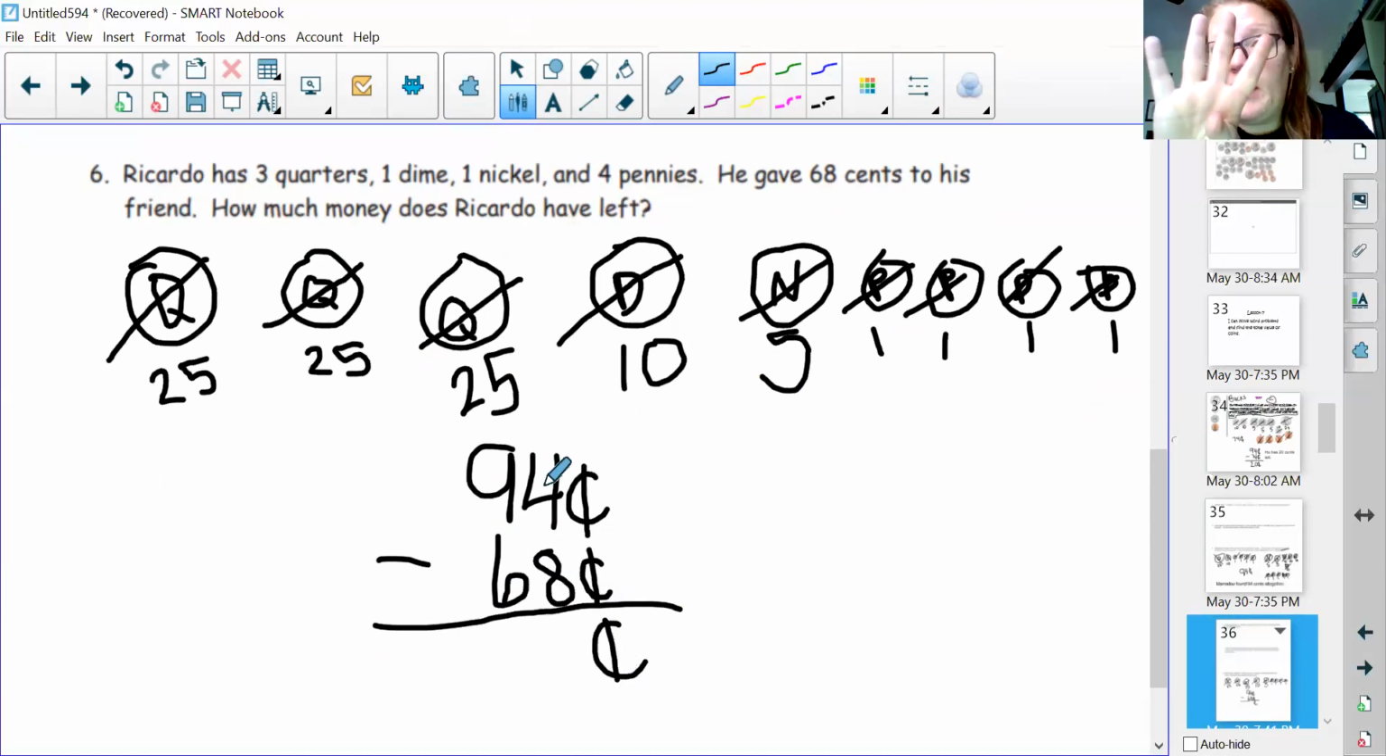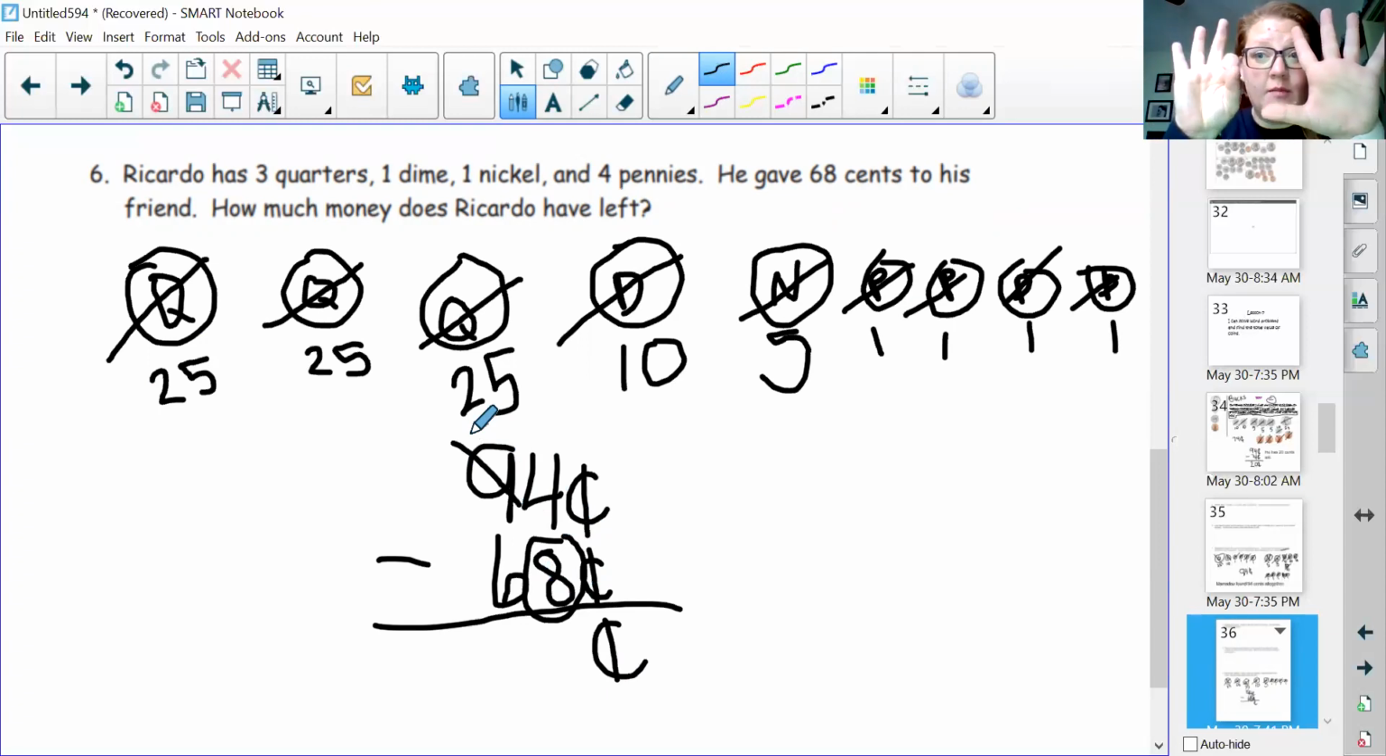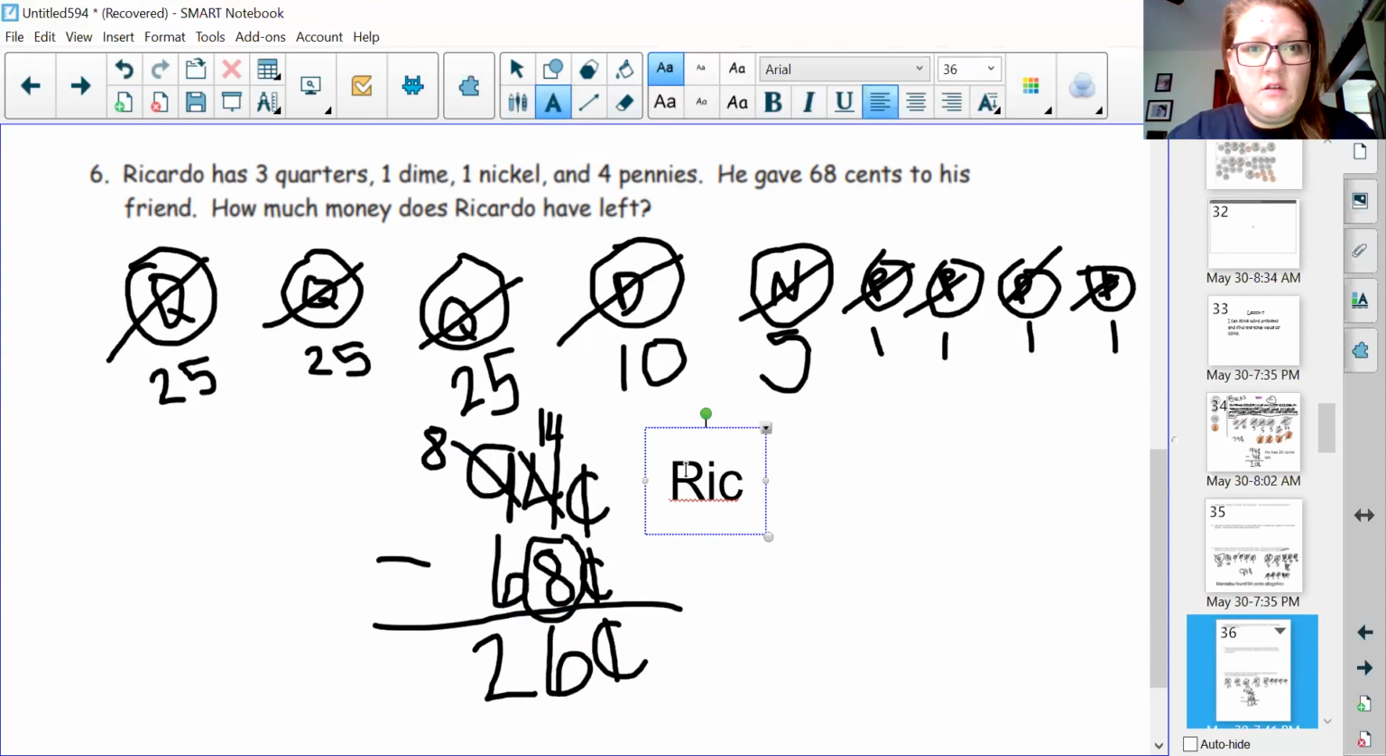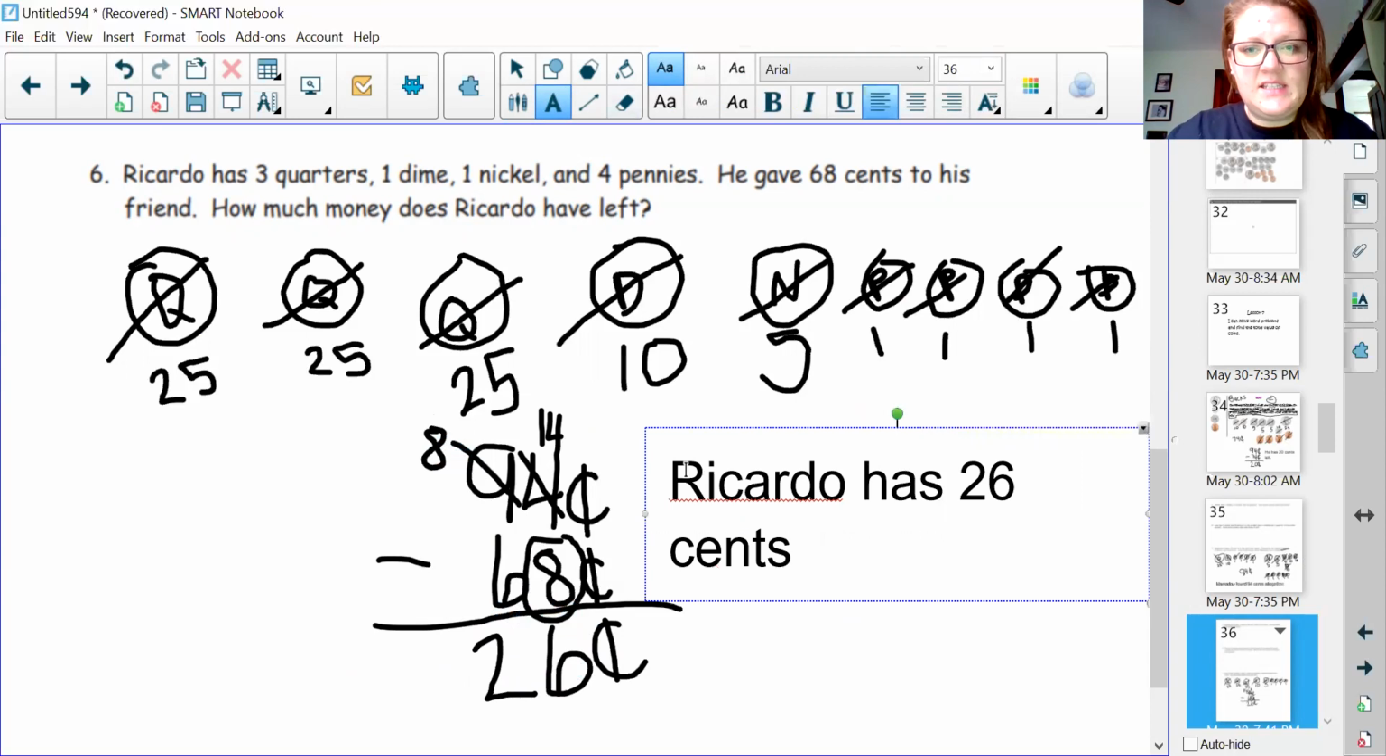All right, 4 minus 8. Can we do it, guys? Remember, more on the floor. Go next door and get 10 more. So I cross off my 9. My 9 now becomes an 8 because I'm borrowing 10. So what does my 4 become? A 14. So 14 minus 8, let's go ahead, grab 14, count back 8, 14, 13, 12, 11, 10, 9, 8, 7, 6. And then 8 minus 6, we have 2 left over. So how much money does Ricardo have left? He has 26 cents left.